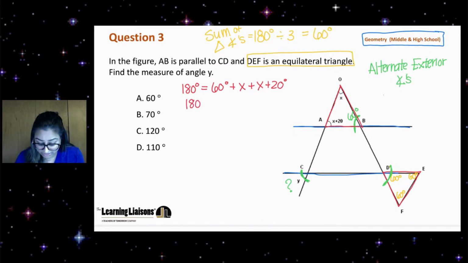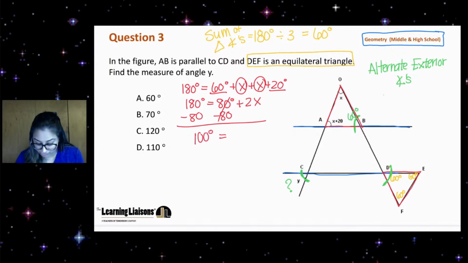180 degrees is equal to 60 plus 20, which gives us 80 degrees, and x plus x to give us 2x. Now what? We're still solving for x. So we subtract 80 degrees on both sides, and we'll get 100 degrees is equal to 2x. Okay, almost there. Last step, divide both sides by 2. x is equal to 50.